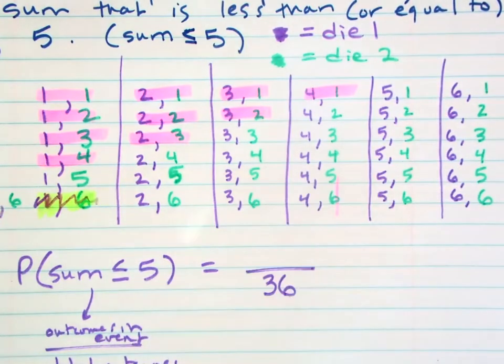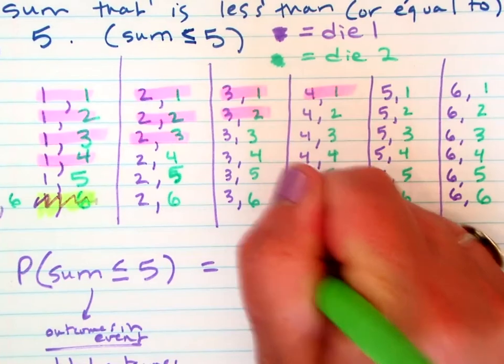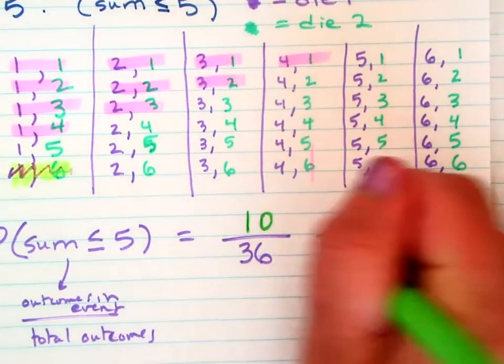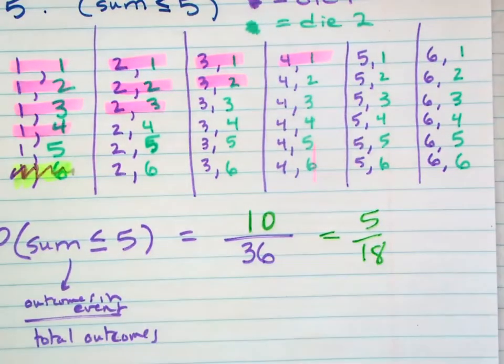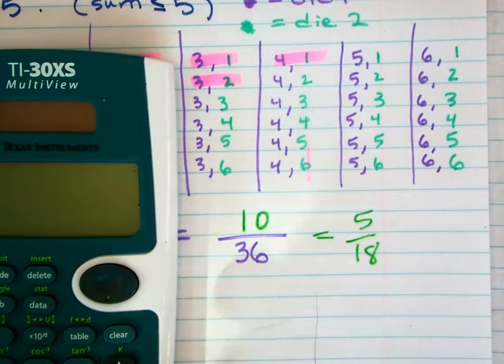So out of those 36 options, we have 10 options, which if we were to reduce it is 5 over 18. So there would be your probability, if you wanted to grab a calculator and calculate that either in decimal or percent form.